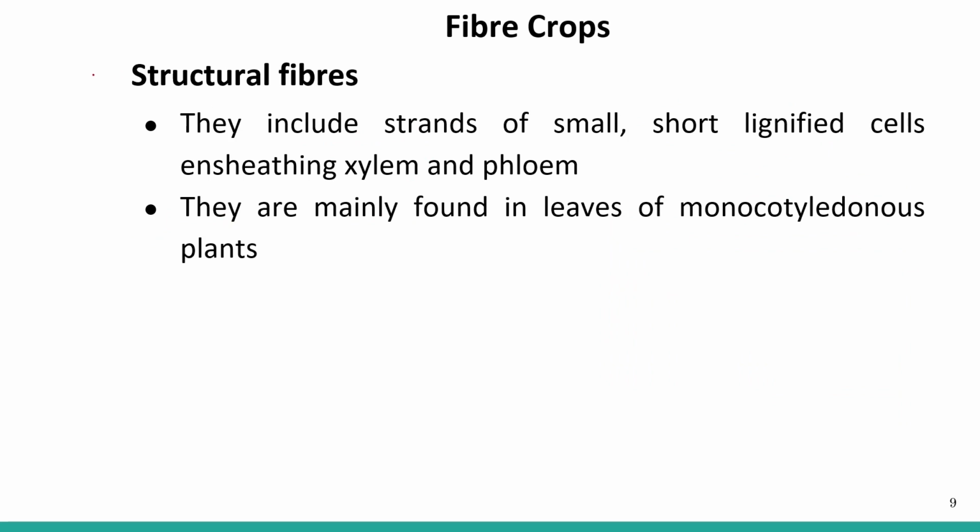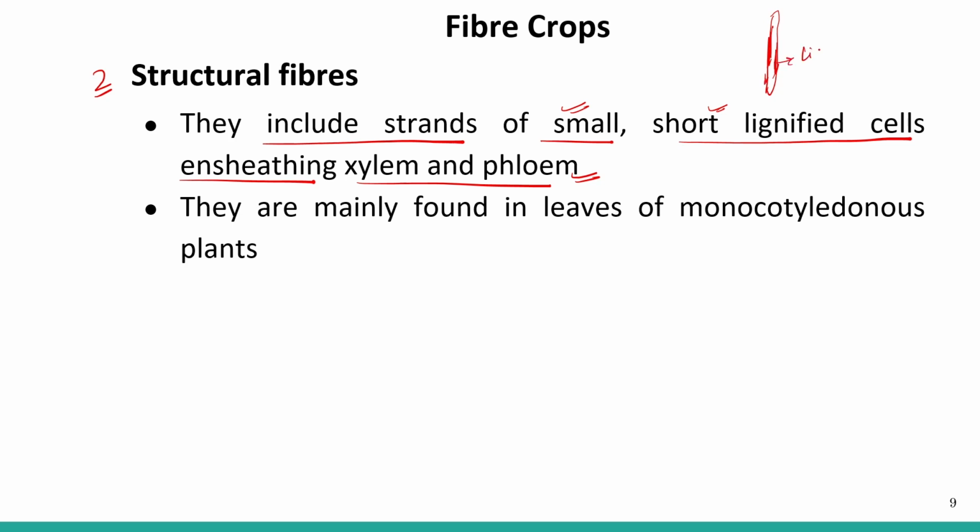The next type is the structural fibers. They include strands of small, short, lignified cells ensheathing xylem and phloem. Lignin gets deposited at the surface of the cell. This is very, very important. Lignin gets deposited, right? And they are ensheathing which cells?